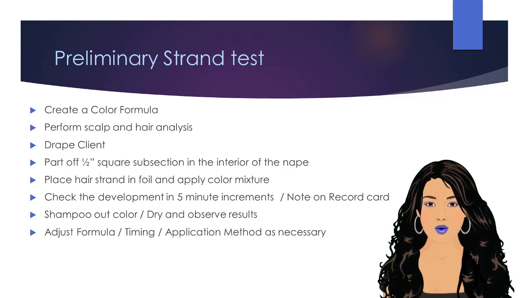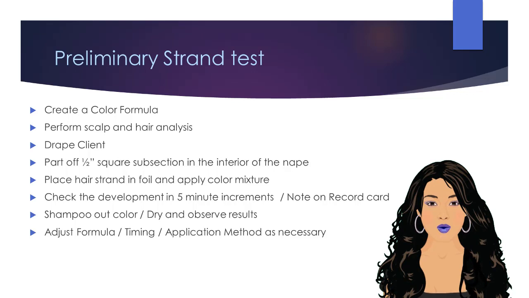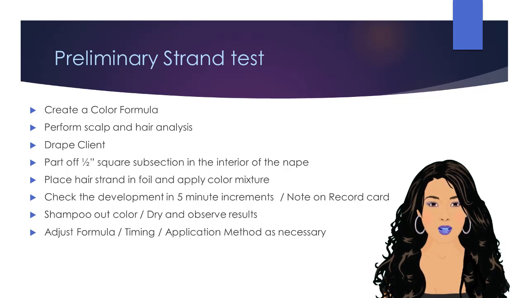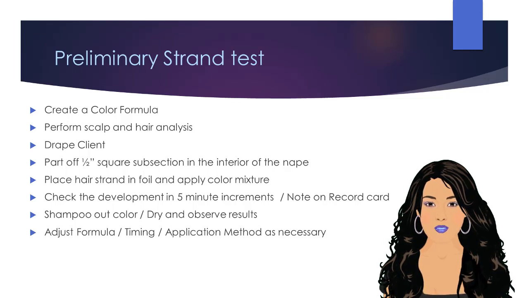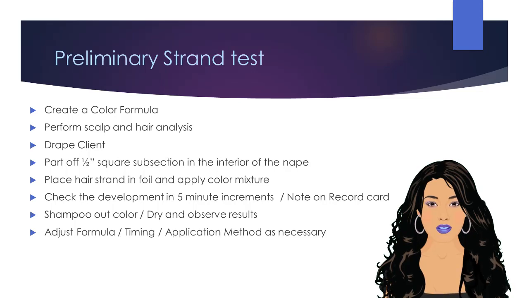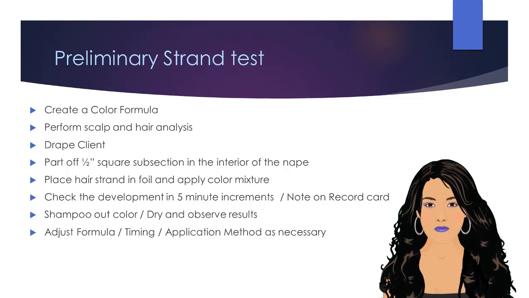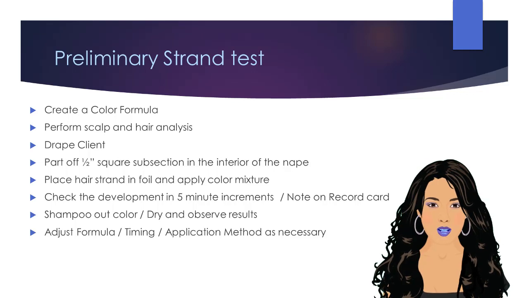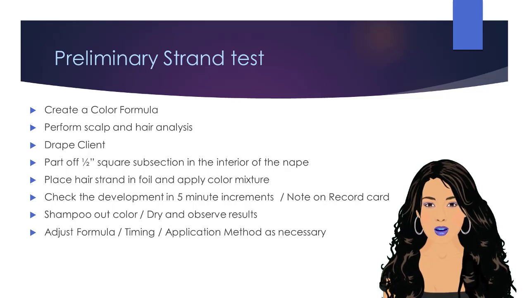Fold the foil gently around the strand test and allow it to process. Check the development in 5-minute increments. Continue to process until the desired results are achieved, making notations of processing time and other important data. Stop the process immediately if results are going astray. Make any notations on the client's record card.